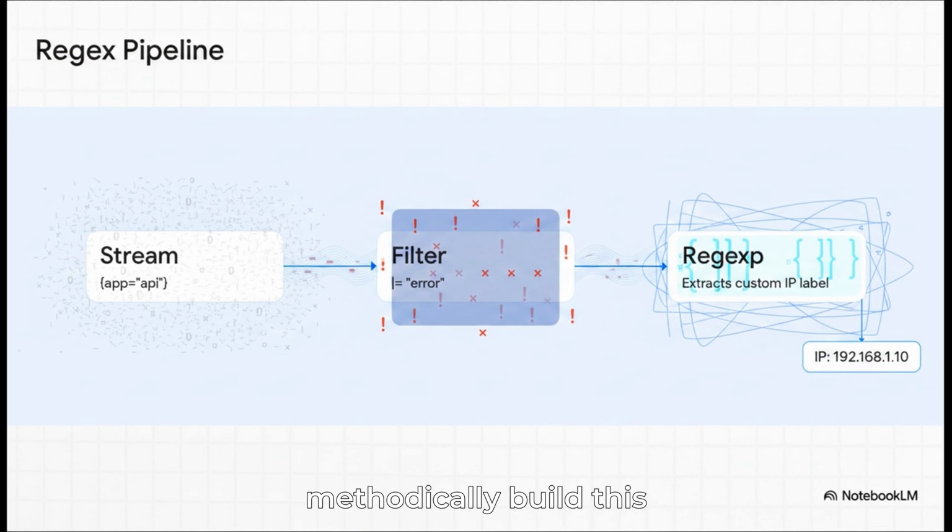Okay, let's watch how we methodically build this pipeline step by step. First up, we grab our application logs using a stream selector. Second, we throw in a simple line filter, basically a distributed grep, to instantly narrow down our data to only the lines containing the word error. Third, we drop in our regex parser. Now, quick tip, filtering before parsing is a massive performance booster. You definitely want to do that. Once we run this whole pipeline, boom, that extracted IP label just magically appears, ready for us to analyze.